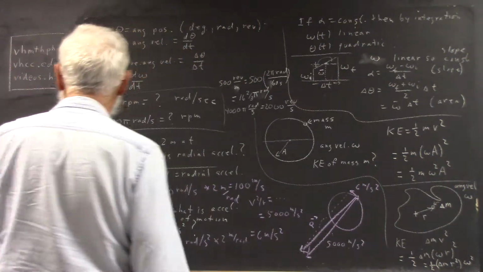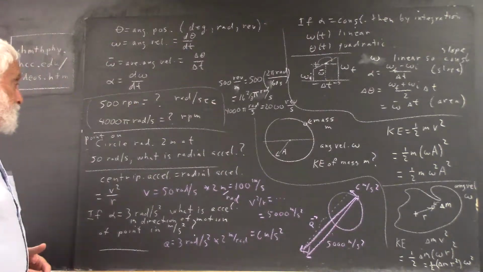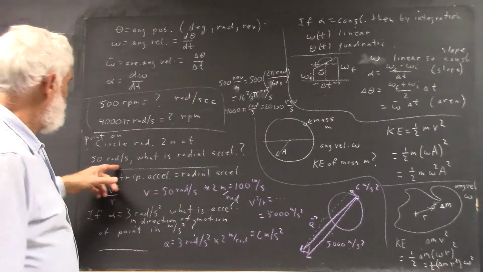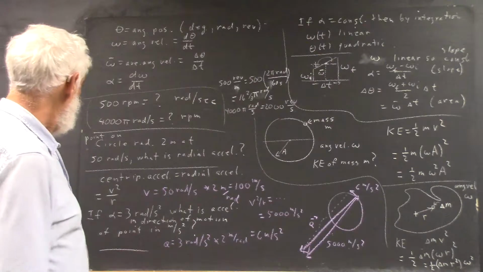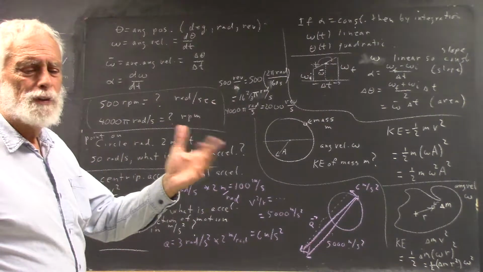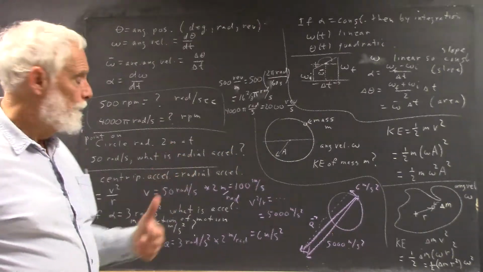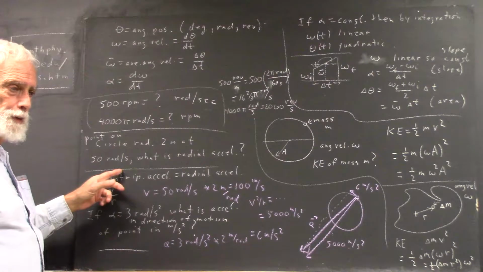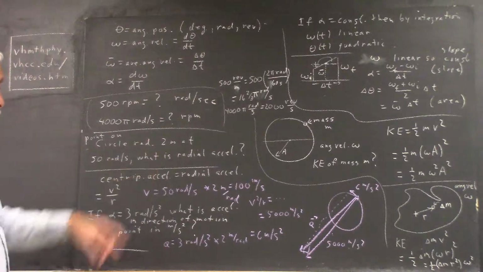Okay, now we've got a problem. We have a point on a circle of radius 2 meters, and we're moving around the circle at 50 radians per second. That's moving around pretty fast because 50 radians at 2 pi, which is very roughly 6 radians for every revolution, we're going to have over 8 revolutions per second. So we're going around here pretty fast. You wouldn't want to be on that circle.